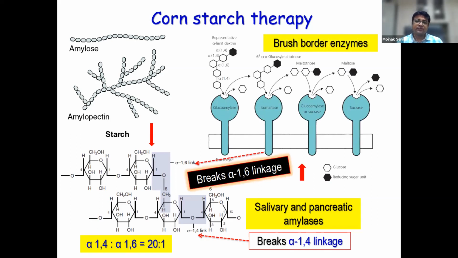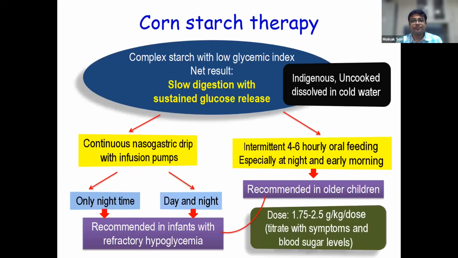So the alpha-1,4 linkages are broken by the salivary and the pancreatic amylases, but the alpha-1,6 bonds are usually broken by the brush border enzymes in the intestine. So what happens with the complex starch is that it slowly causes digestion and sustained glucose release.